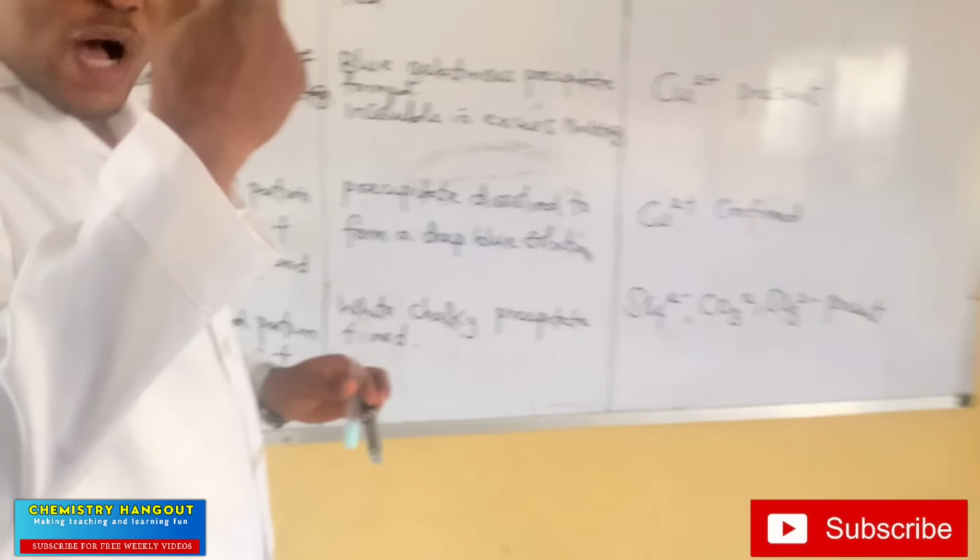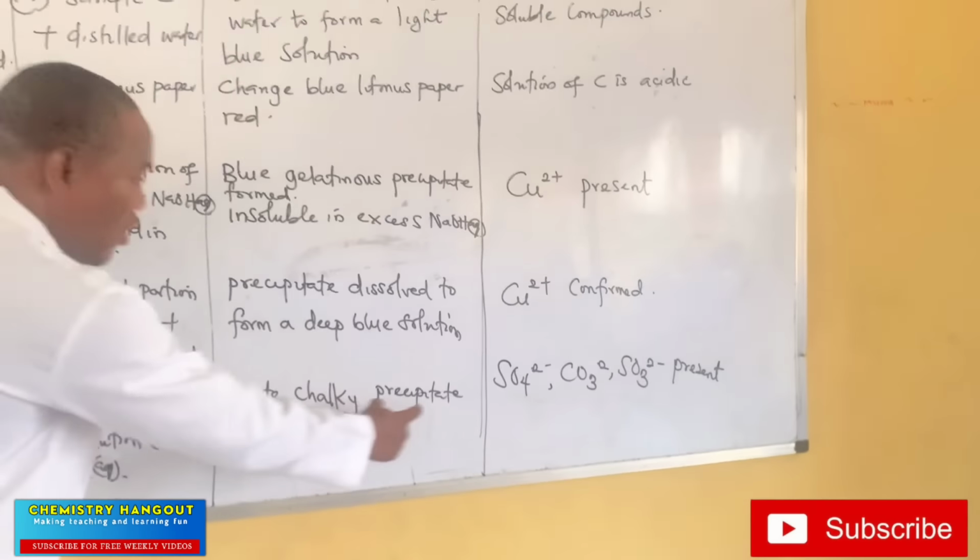Some people will say a white precipitate formed. What is important is the color and the precipitate that is formed. We are still correct.